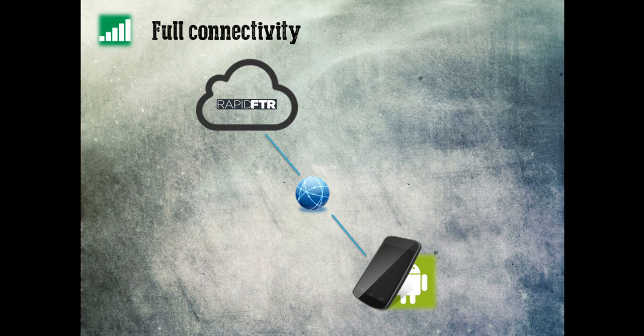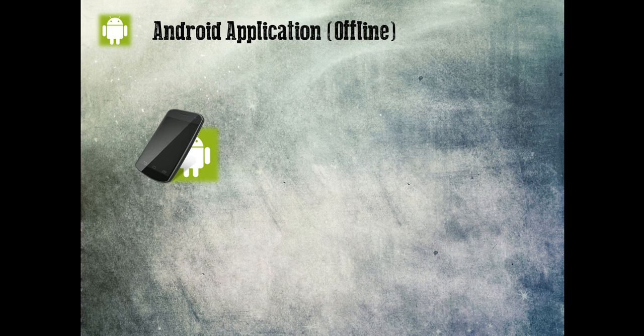Before I move on, let's just look at what I mean by full connectivity. Full connectivity refers to the RapidFTR Android application being able to connect to the internet, and as a result of that, connect to the RapidFTR server. Zero connectivity, on the other hand, just means the Android application can connect to neither the internet nor the server, but most importantly, the RapidFTR server. We may be able to connect to the internet, but not necessarily to the RapidFTR server. So let's just jump straight into it.